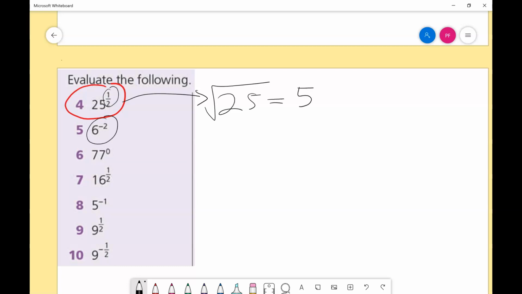Here I've got 6 to the power of minus 2. I've got a negative in there. That means the 6 is on the wrong side of the line. It should be 1 over 6 squared. And 6 squared, 6 by 6, is 36.